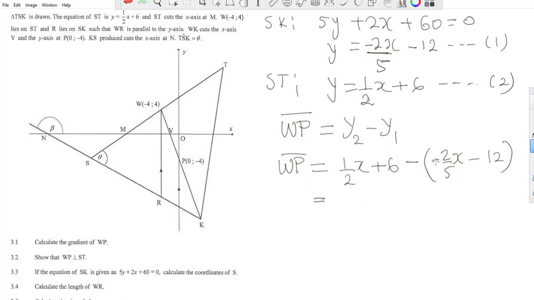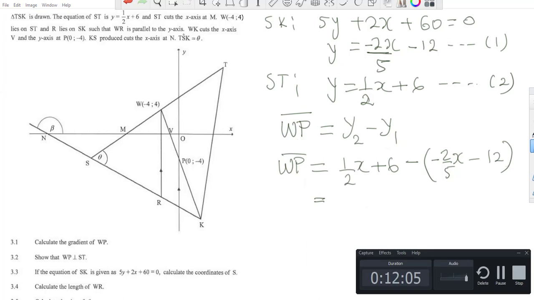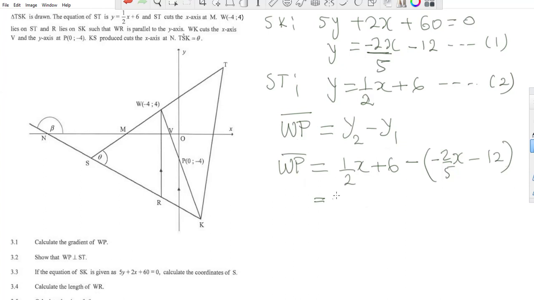So here, if you multiply here, will give you plus 5. So the plus 5 here will give you 9 over 10. So here will give you 9x over 10. Now here, if you multiply here, plus will give you plus 18. Okay, remember we did this. Now this is the distance in terms of x.